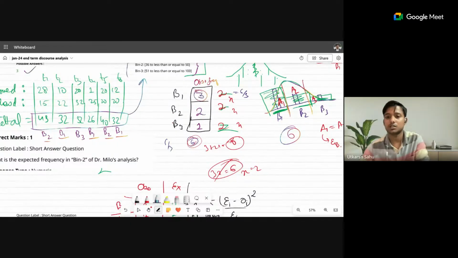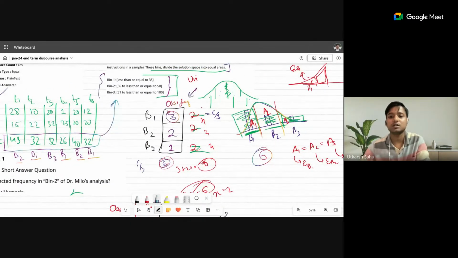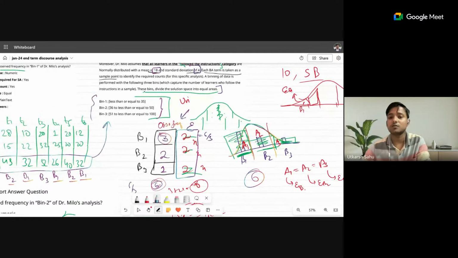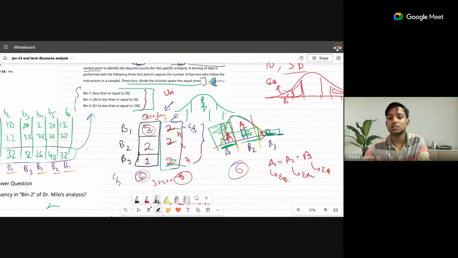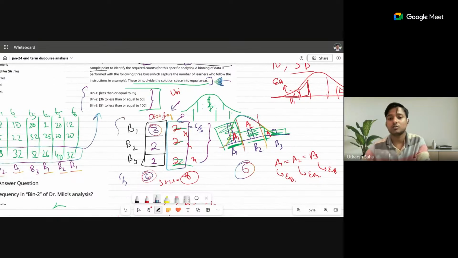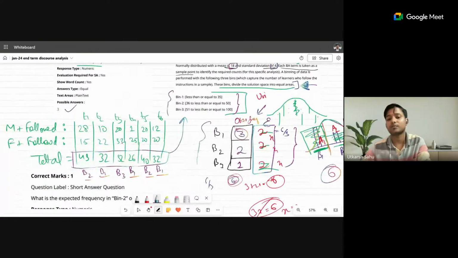Bin 1, bin 2, bin 3. What is your observed frequency? And this is for your expected frequency column. So they gave you this hint. These bins divide solution space into equal areas. This is very important. So reading this, you get to know you just need to divide, put all these expected frequency equally. So, take some time. This question is big and difficult to follow.